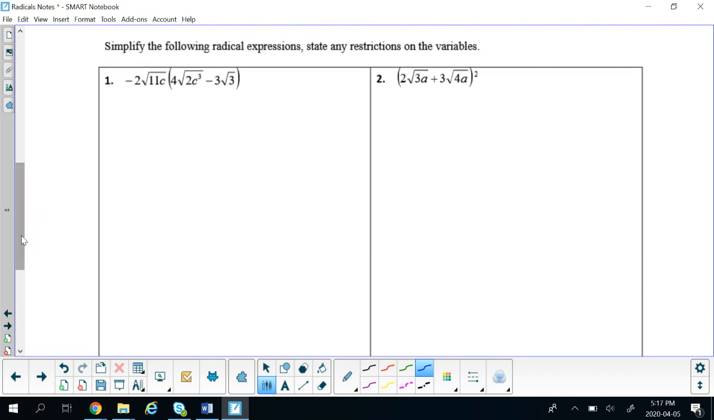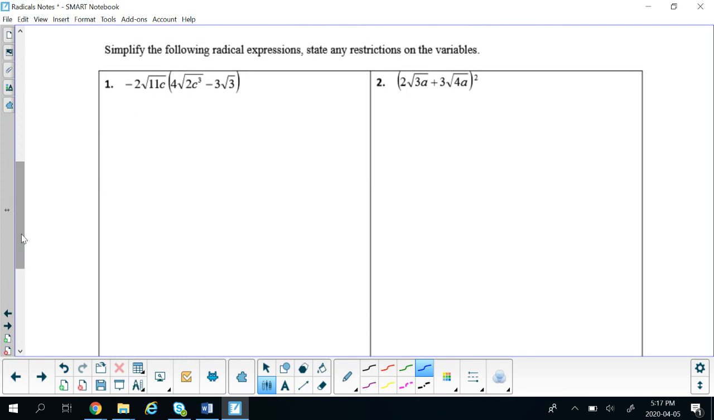Okay, we're gonna do a few questions on multiplying radicals, but now we have a variable also in a radical. So here we're gonna multiply these radicals. We have negative 2 square root of 11c. In the bracket, we have 4 square root of 2c cubed minus 3 square root 3. So let's open the bracket first.